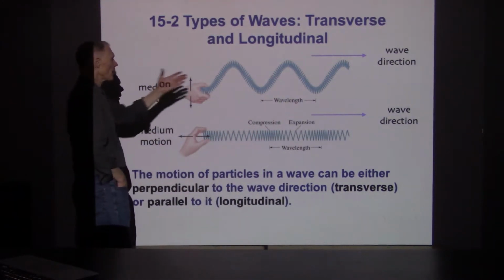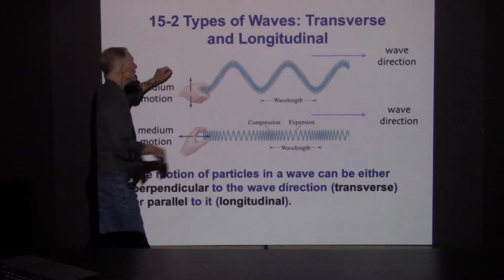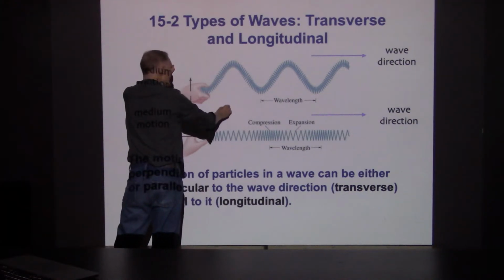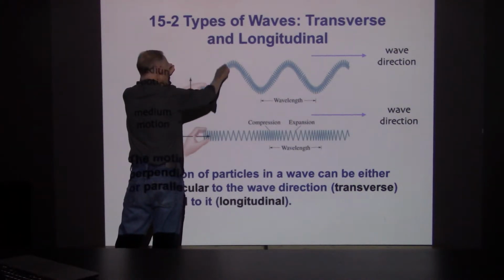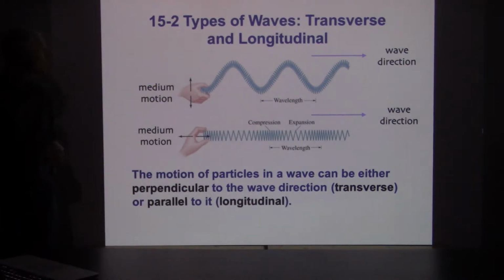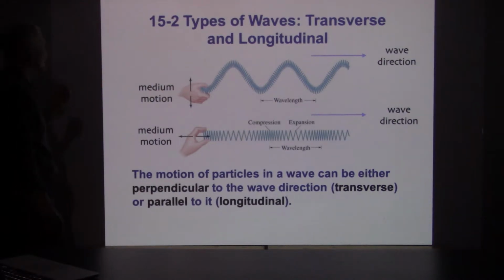And the direction of the wave would be here. But the motion of the medium, if I look and pick a point right here, that individual piece, it's not going forward. It's oscillating back and forth right there. That's referred to as a transverse wave. If we have a medium that's going from side to side as the wave moves forward, that's transverse.